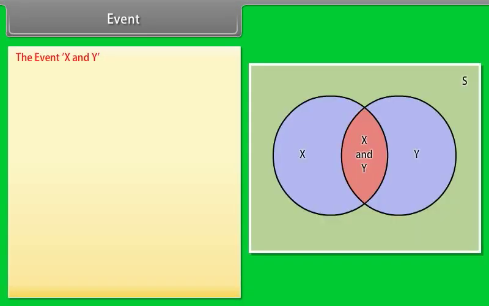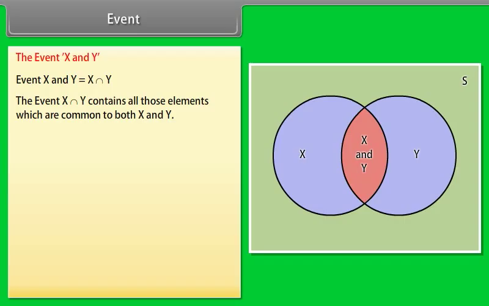The event X and Y is equal to X intersection Y. The event X intersection Y contains all those elements which are common to both X and Y. To understand it, let's take an example.